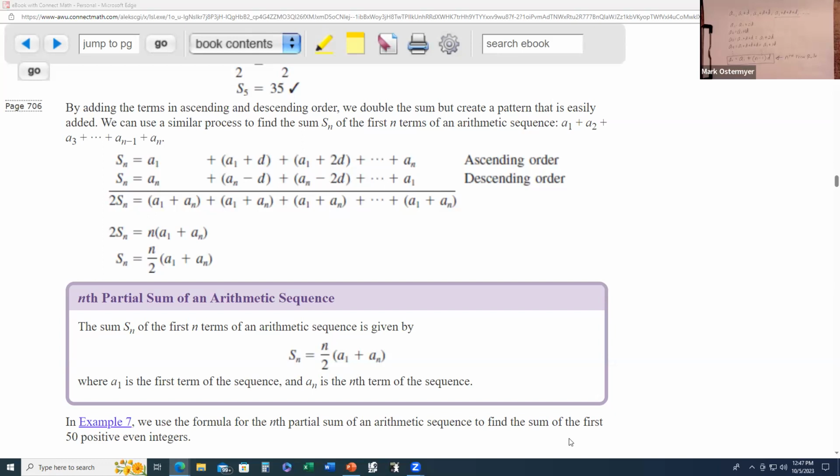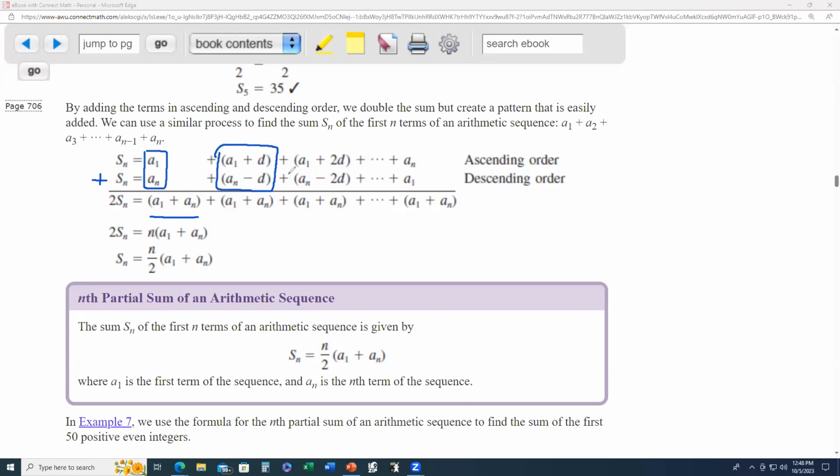Notice something interesting happens here. If I add these two identical sums together, s sub n plus s sub n is 2s sub n. And notice when you add these together, you're left with this. What happens when you add these two together? What drops out of the picture? The d's drop out, and we're left with a sub 1 plus a sub n. In fact, what happens when I add any subsequent terms of these sums? The d always drops out, doesn't it?